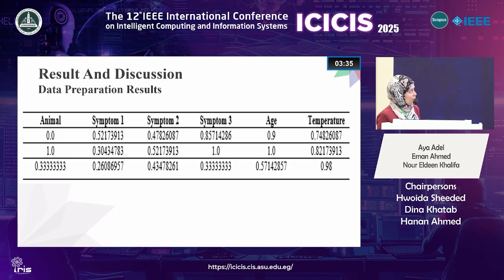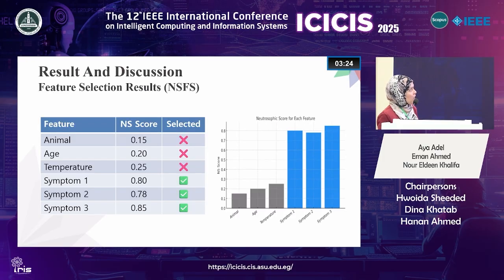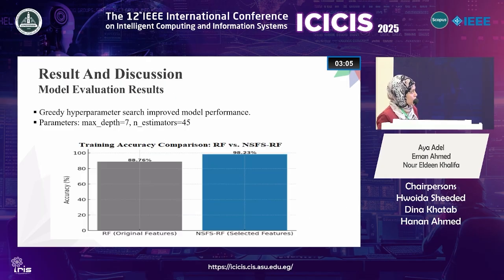This dataset, after solving the issues, is ready to enter feature selection using a neutrosophic set. This table represents the values for each feature, and we select the top three features: feature 1, feature 2, feature 3. We found them affecting the classification.